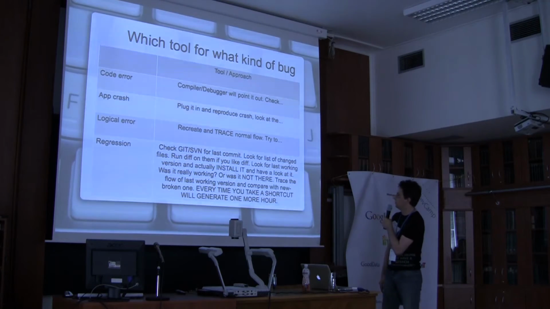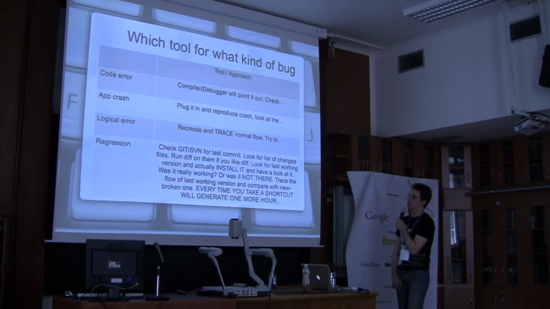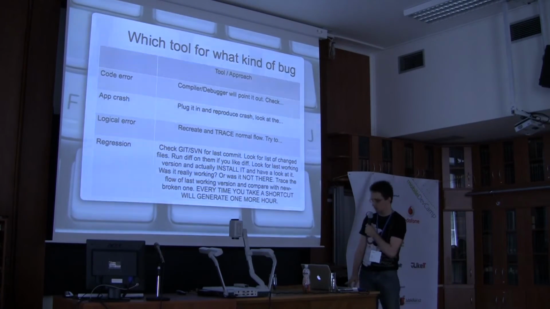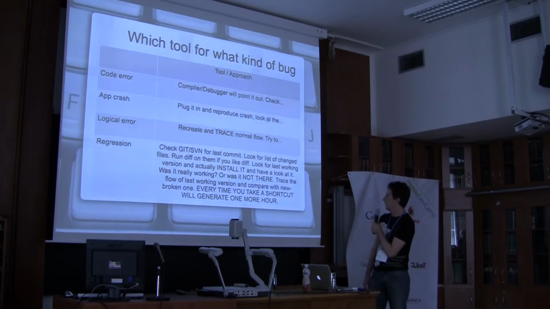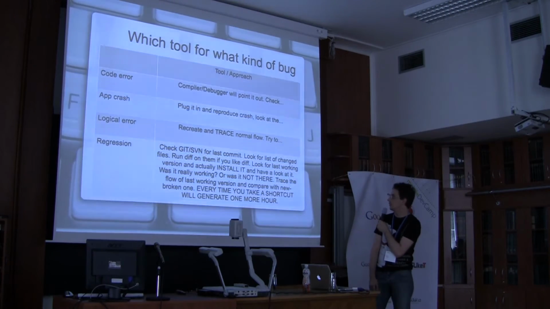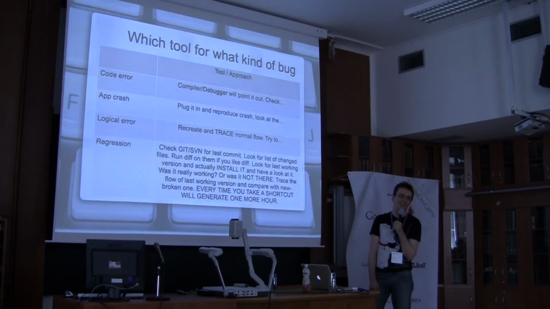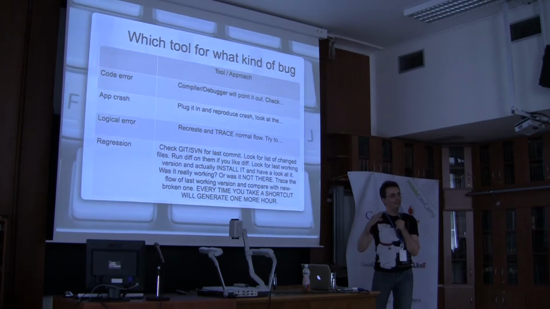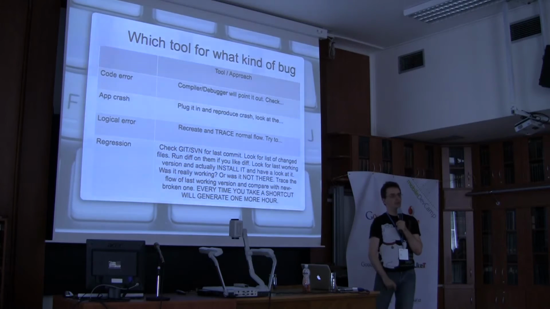So this is the only way to deal with regressions, for me. Of course, you might have something better. And every time you take a shortcut, it will generate 1 more hour. It's just the way it is. It's impossible to take a shortcut in regressions, because the regression happened exactly because you took a shortcut.